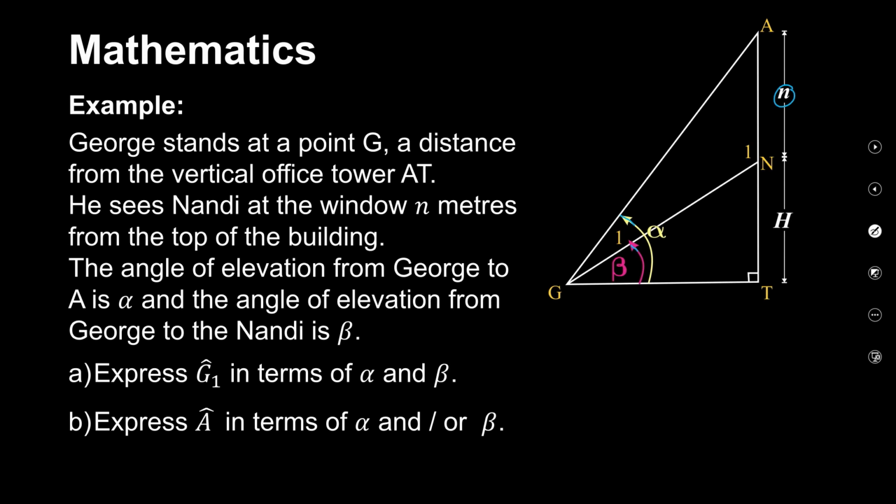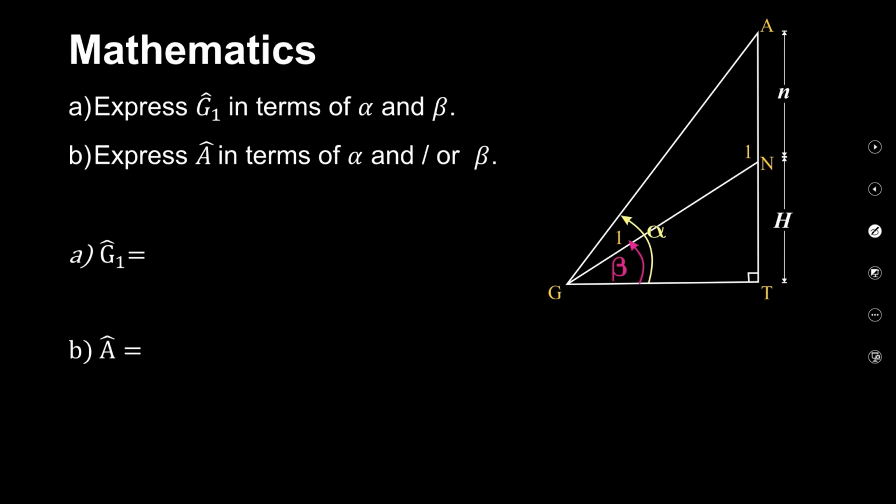Okay, and they ask us to express G1 in terms of alpha and beta, and then they ask us to express A in terms of alpha and or beta. Okay, let's go and examine this diagram quickly. They want us to find G1, this small piece here. Now, the whole angle here is alpha, and this little piece is beta. So obviously, G1 is simply alpha minus beta.